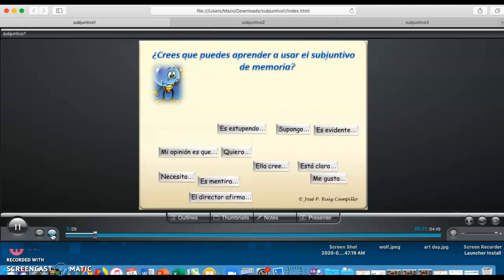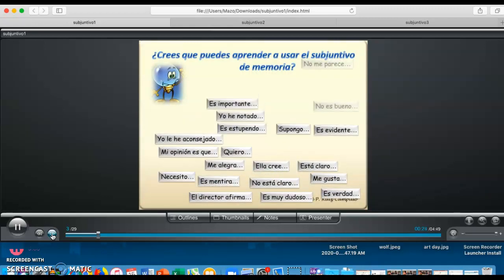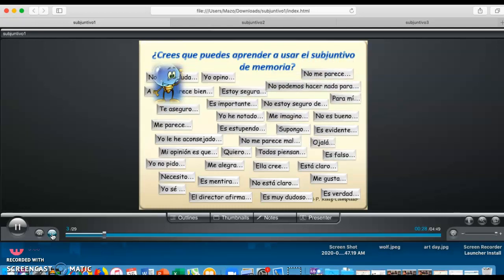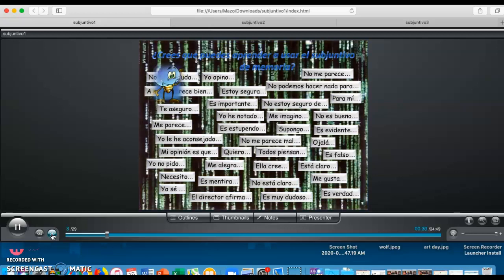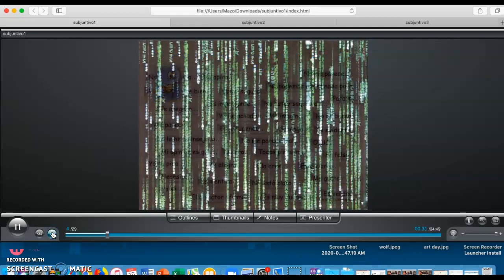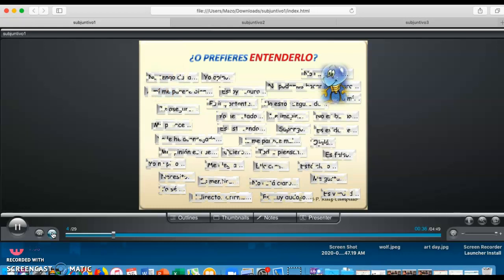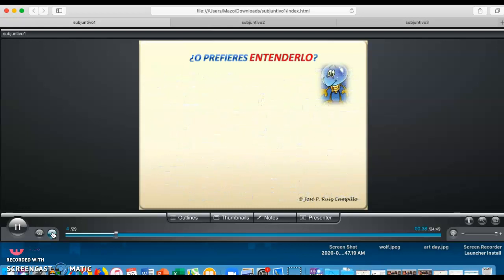Okay, so la pregunta es, ¿crees que puedes aprender a usar el subjuntivo de memoria? You think you can learn it by memory with all the different expressions? O instead, prefieres entenderlo? You'd rather understand it, right? I think it's a little better if we try to understand when and why we use subjunctive versus indicative.